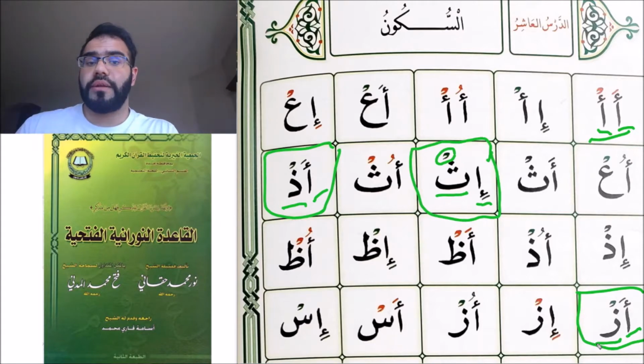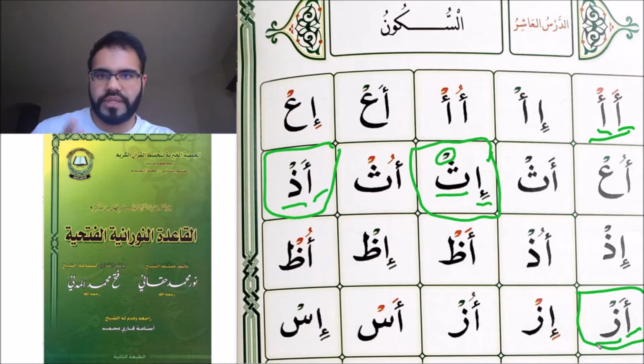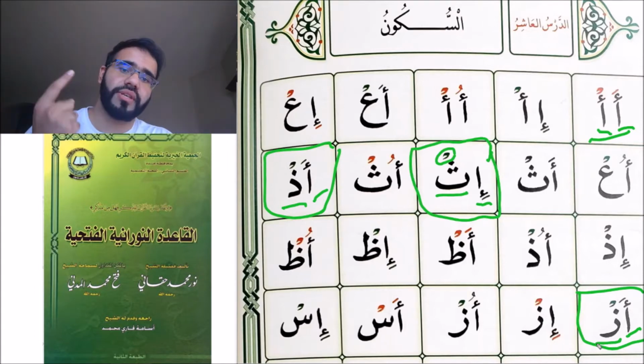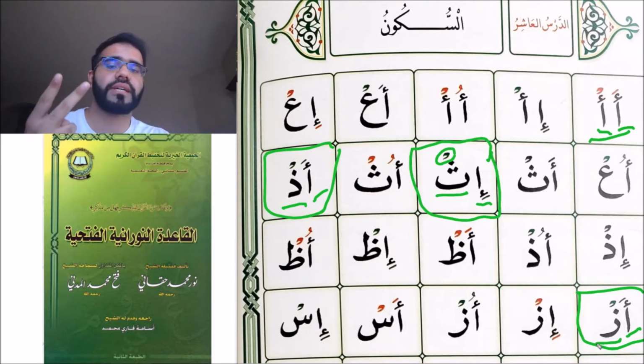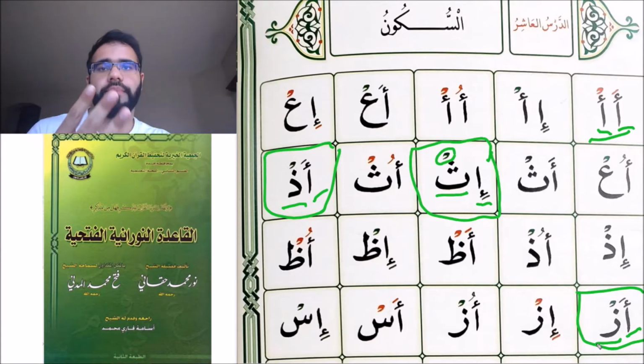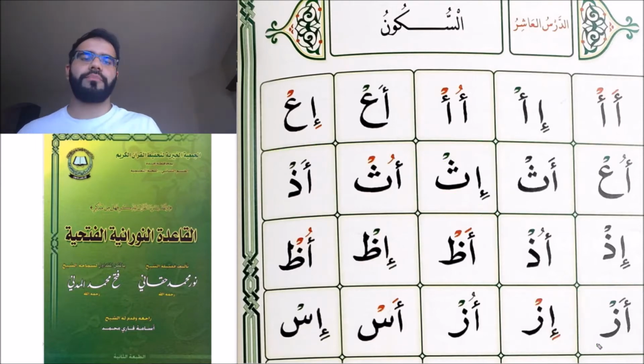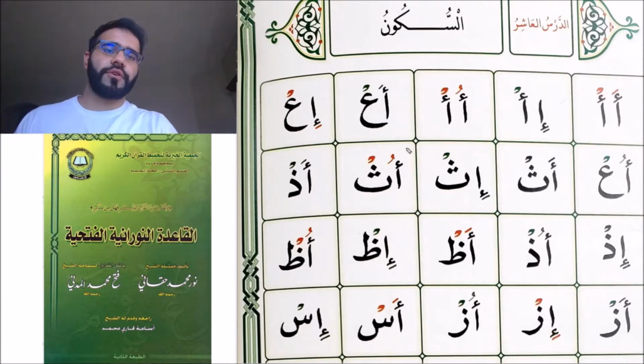As always, I'm going to say the first letter, then I'll say the second letter, and then I'll say if it has a fatha, kasra, or dhamma. And then the third time, I'll put it all together. So let's start from the top. Here we go. Let's take a look at this first one once again.